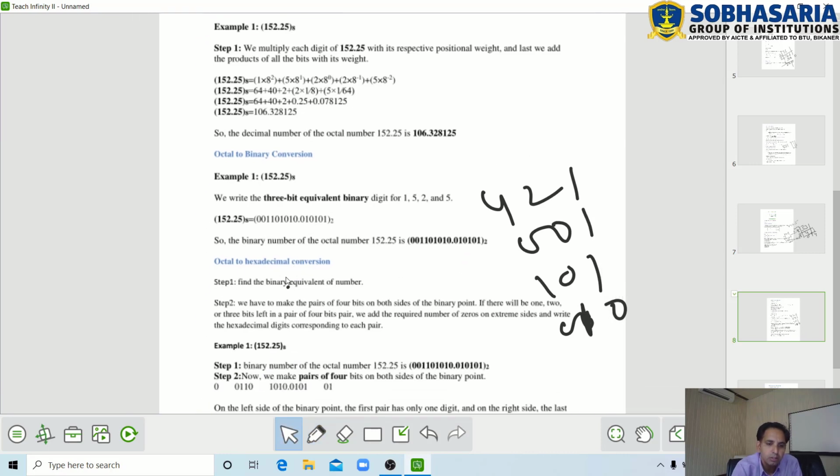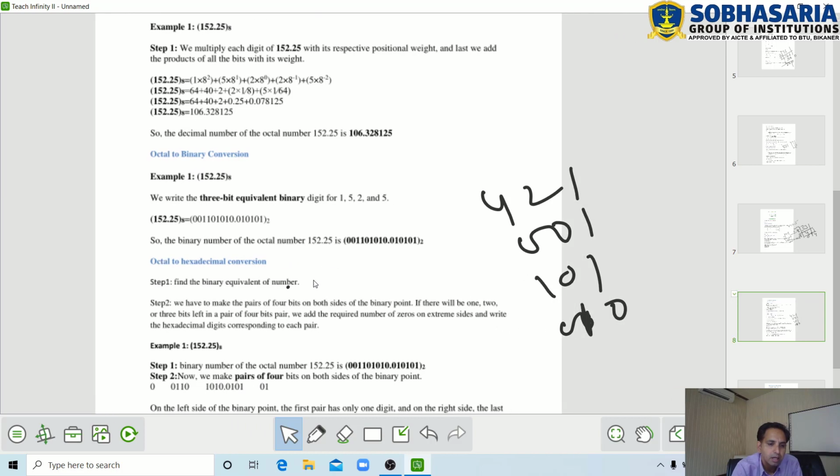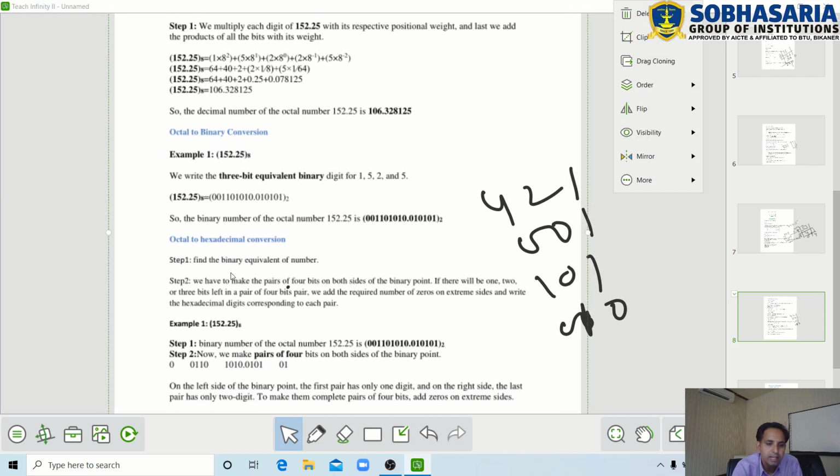Next, octal to hexadecimal conversion. Now, we find the binary equivalent of the number again, and we may have to make the pair of 4 bits on both sides of the binary point. If there are 1 or 2 or 3 bits left in the pair of 4 bits, we should add the required number of 0s on the extreme side and write the hexadecimal digits corresponding to each pair.